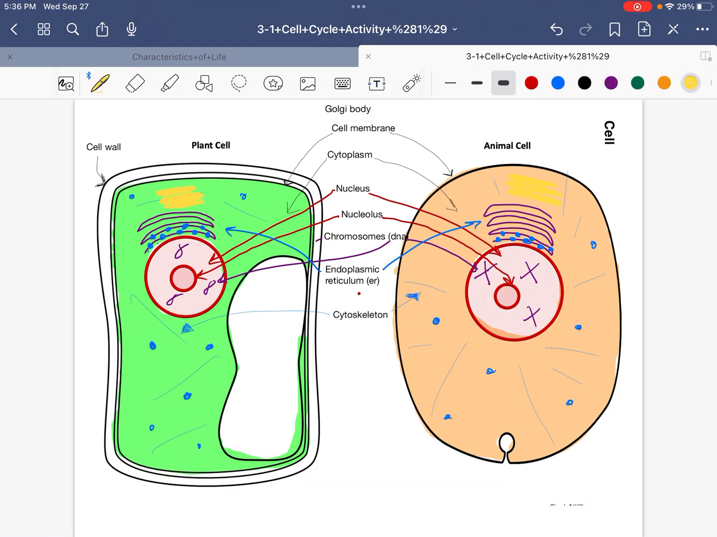And now I'm going to draw an arrow. Bada bing, bada boom. That's my Golgi body. It customizes proteins into useful structures for the cell. Okay, now we have made the parts.